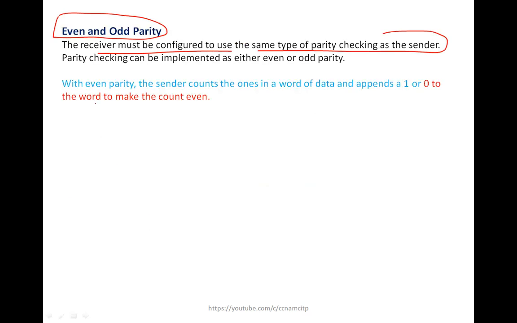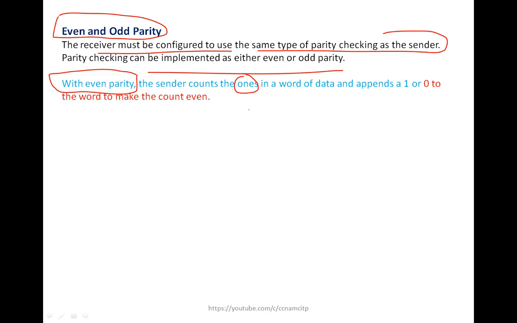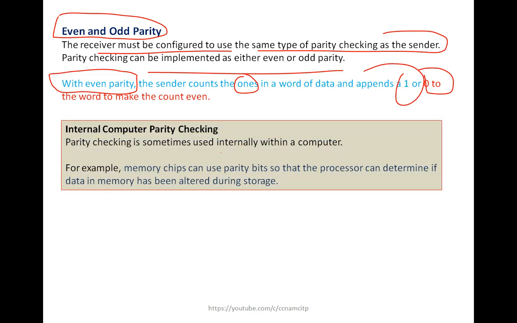Parity checking can be implemented as either even or odd parity. So what is this even or odd here? With even parity, the sender counts the ones. Here I will show you this one. The sender counts the ones in a word of data and appends a 1 or 0 to the word to make the count even. So 0 will be your even and 1 will be your odd. We will understand a couple of things here.